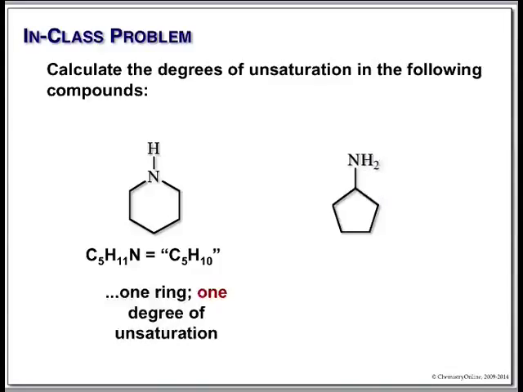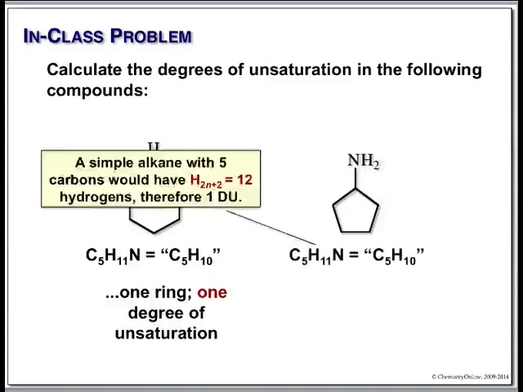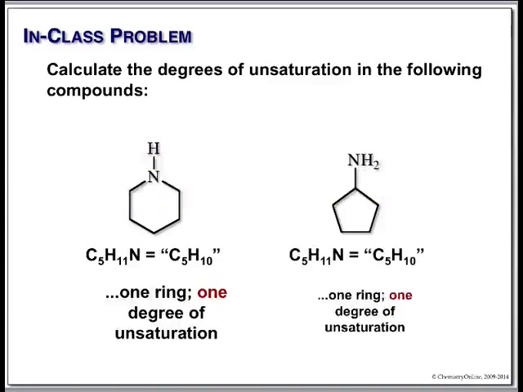Once again, 1 ring, 1 DU. It doesn't matter if our nitrogen in the compound has 1 hydrogen or 2. We're going to treat it the same way. We're going to get rid of the nitrogen and 1 hydrogen. Again, we can call this equivalent to C5H10, or 1 DU.